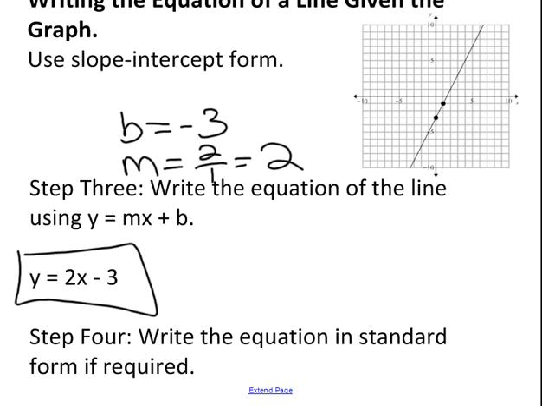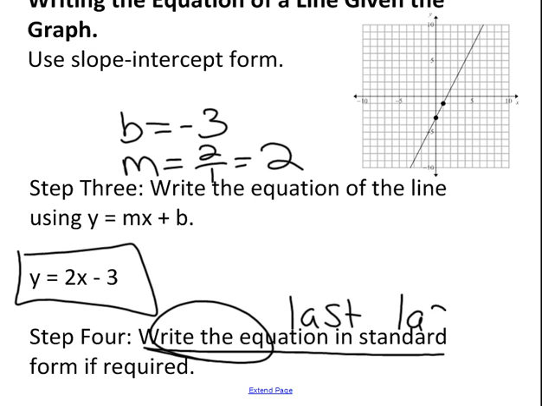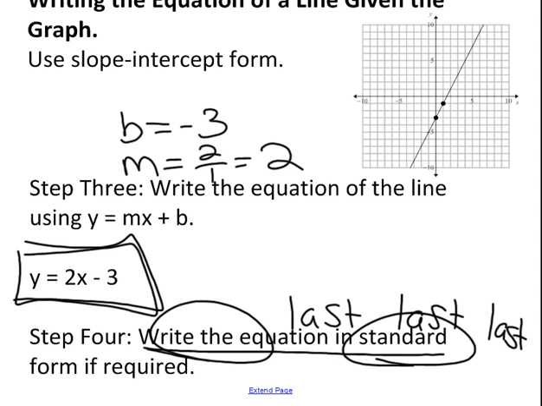Now, lastly, write the equation in standard form, if required. A lot of times the question will say, write the standard form of such and such. Well, if it says write the standard form, you do that last. Last, last, last. Whenever it says standard form, you do that last after you actually write the equation.